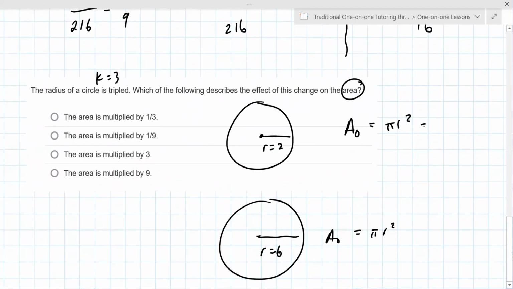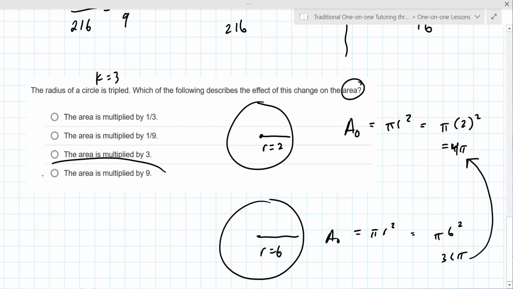So the area is pi times 2 squared, which is 4 pi. Pi times 6 squared, which is 36 pi. What is 36 pi divided by 4 pi? I just gave you the answer. 9. Yeah. So knowing these really makes the problems a little more straightforward.